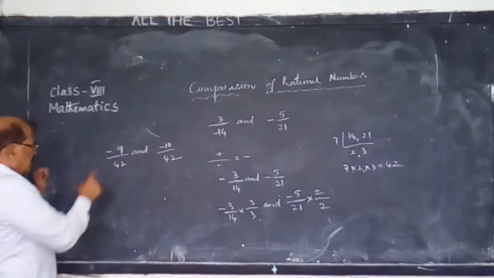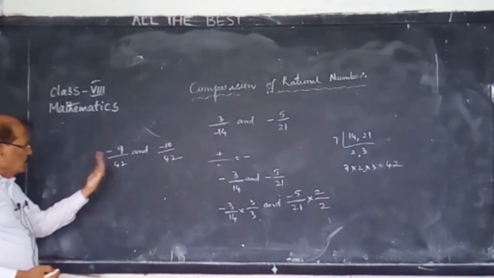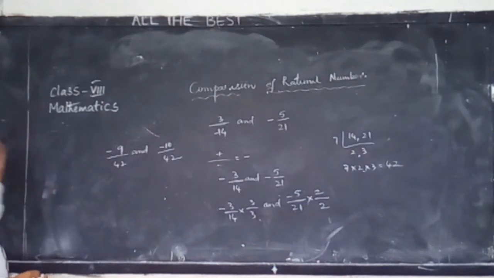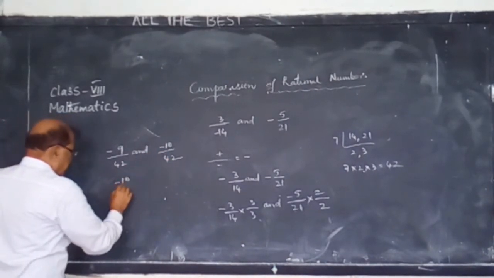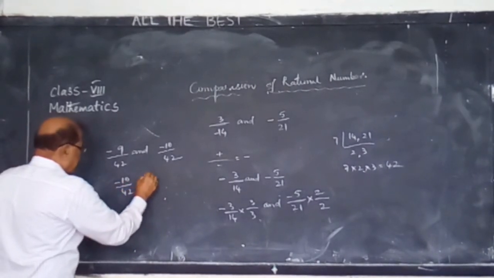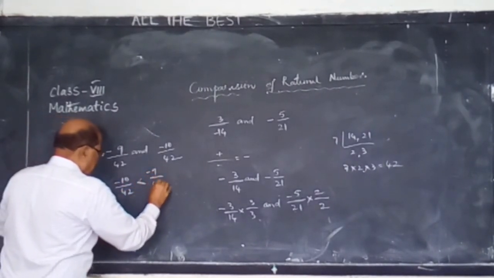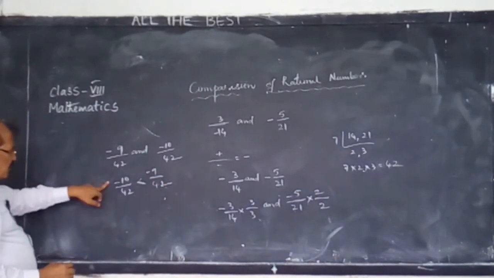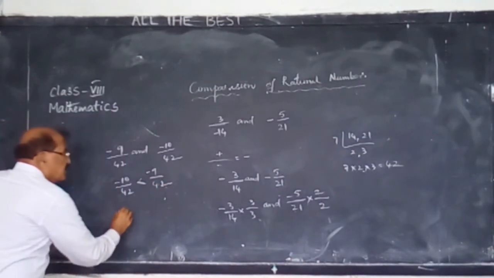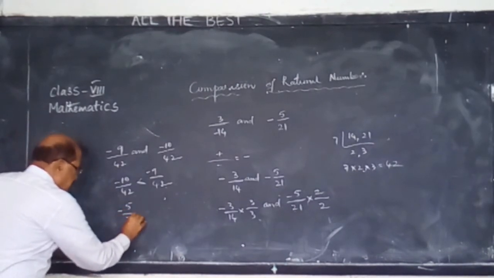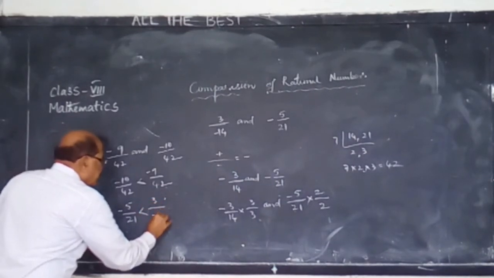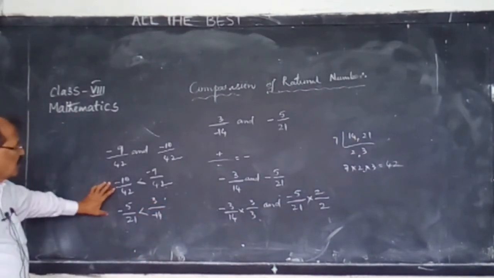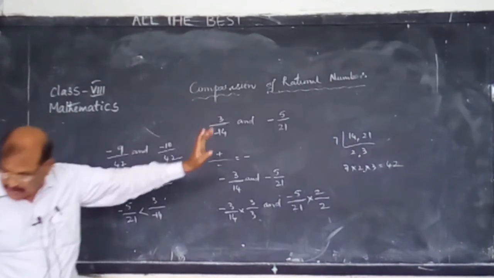Both are minus, both are on the left side of the number line. When you go to the left side, the greater the minus, the lesser the value. So minus 10 by 42 is less than minus 9 by 42. So minus 10 by 42, which is equal to minus 5 by 21, is less than 3 by minus 14. This is the way of comparing rational numbers.